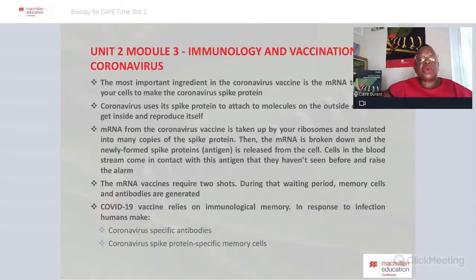Messenger RNA vaccines require two shots. Remember, we saw the table before where you have the primary immune response and the secondary immune response. And during that waiting period, memory cells and antibodies are generated. And the COVID-19 vaccine, like all vaccines, relies on immunological memory. In response to the vaccination, humans make coronavirus-specific antibodies and coronavirus protein-specific memory cells.